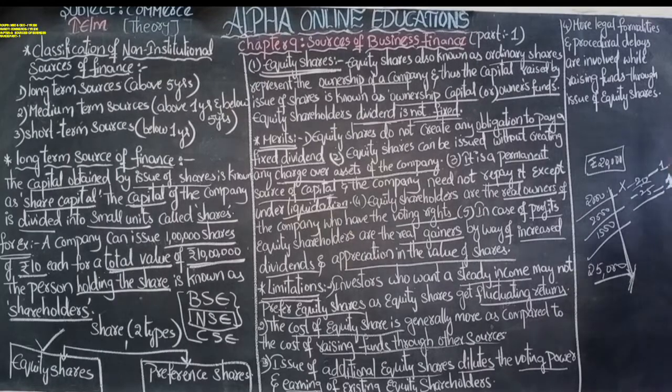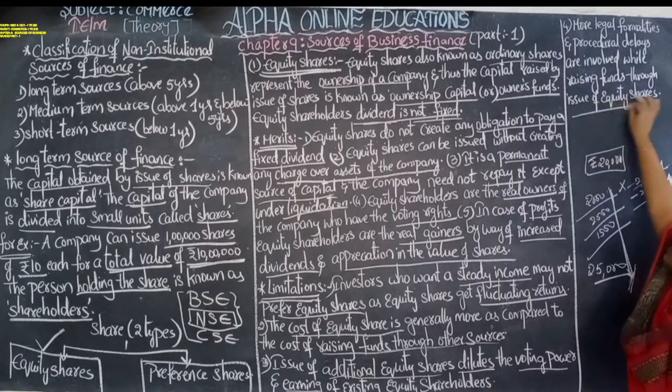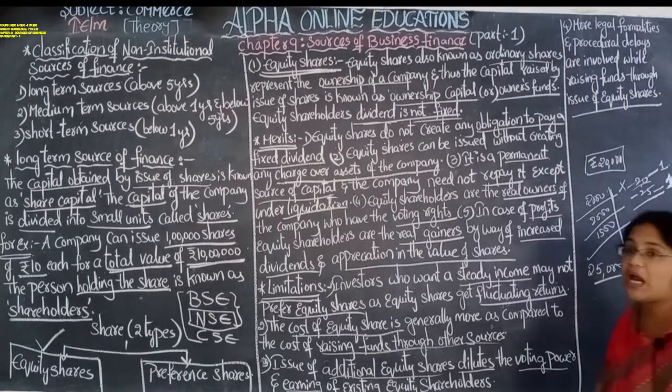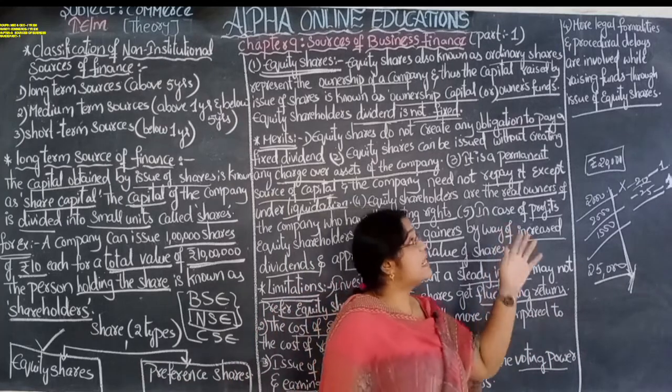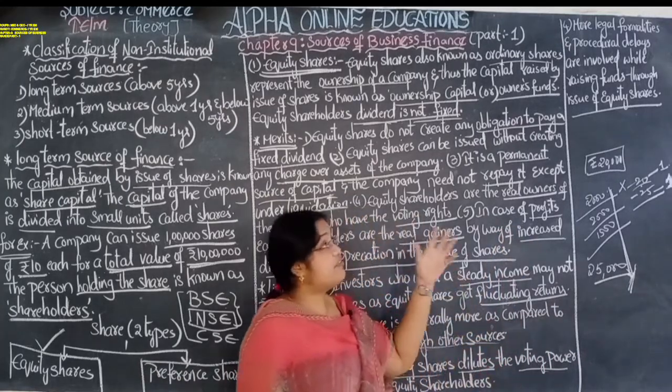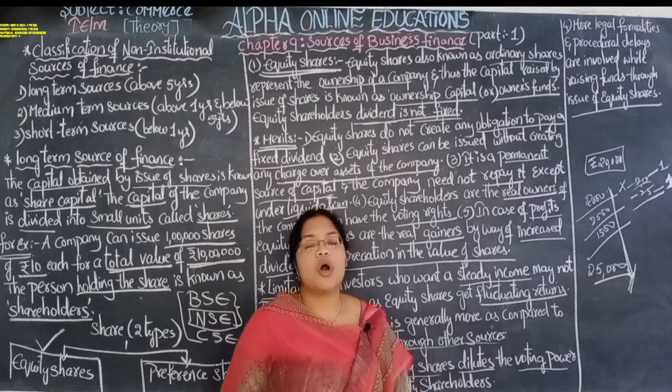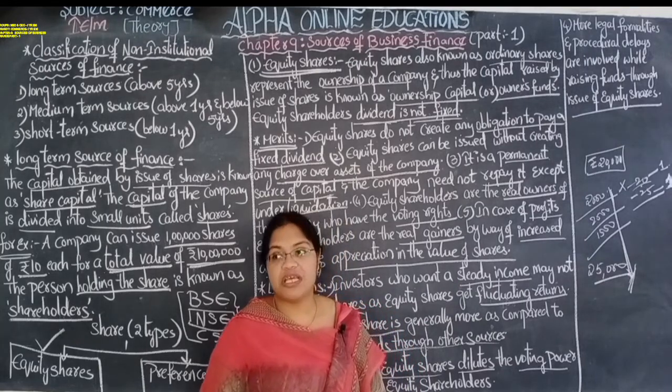Next, more legal formalities and procedural delay are involved. The procedure of issuing equity shares takes much time while raising funds. When we want to raise funds by issuing equity shares, there will be more legal formalities, and it will also take much time to raise the capital.